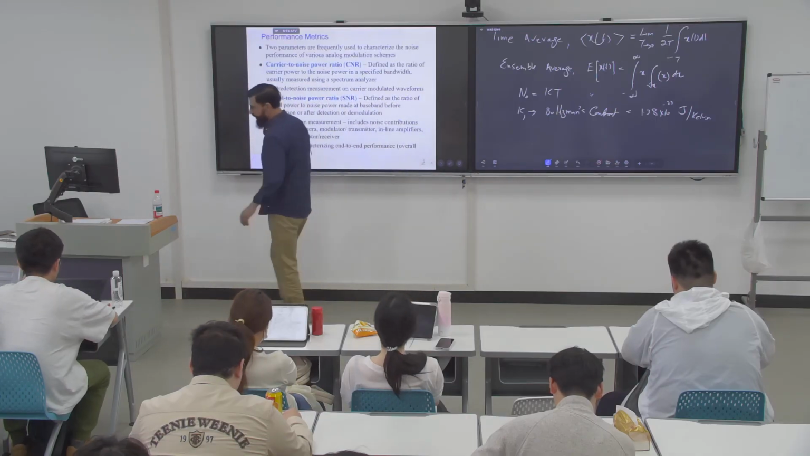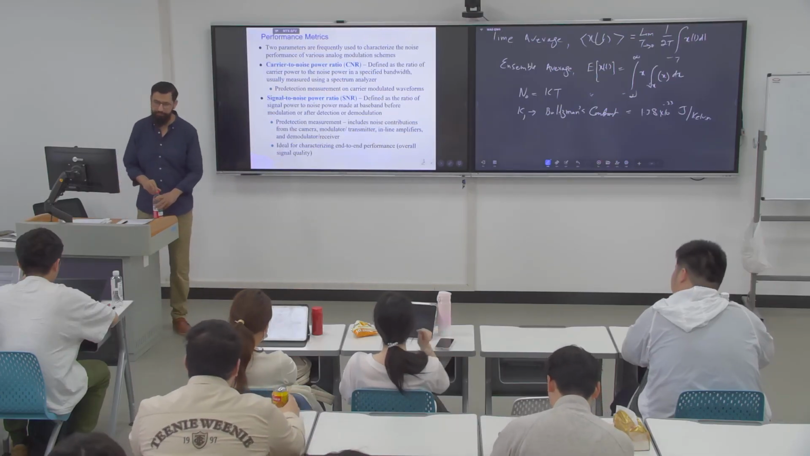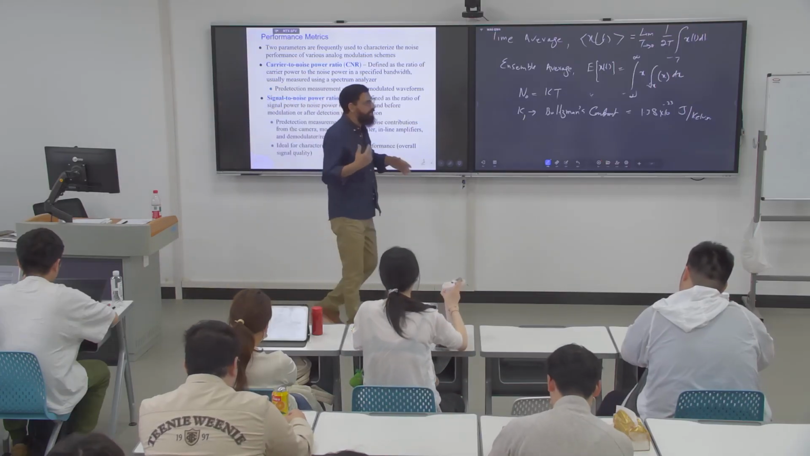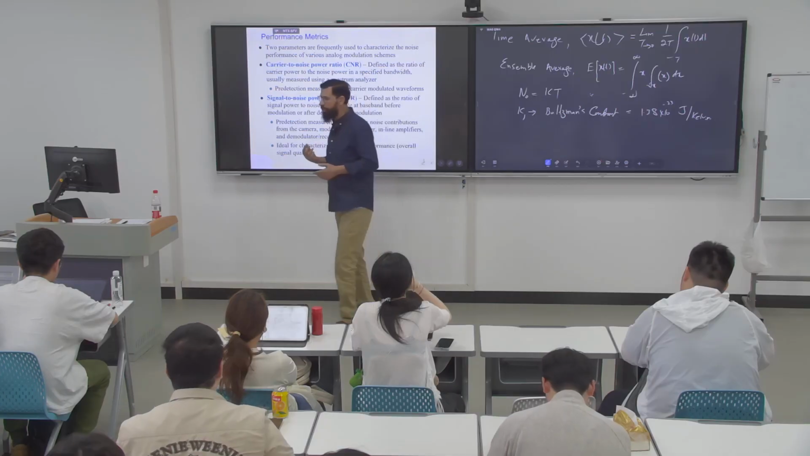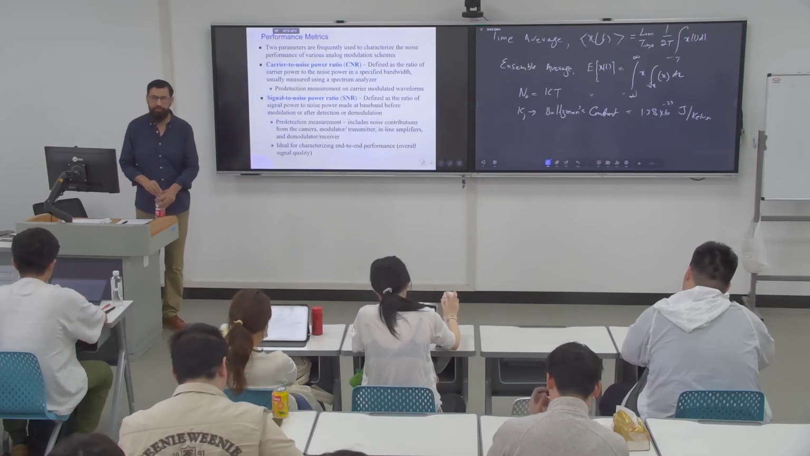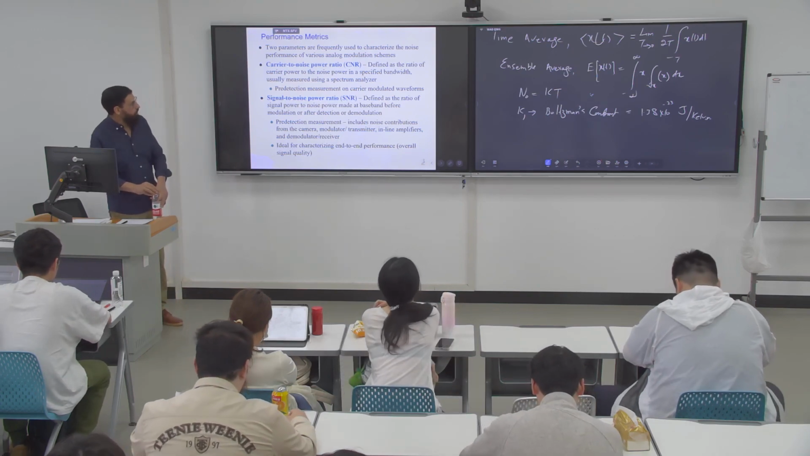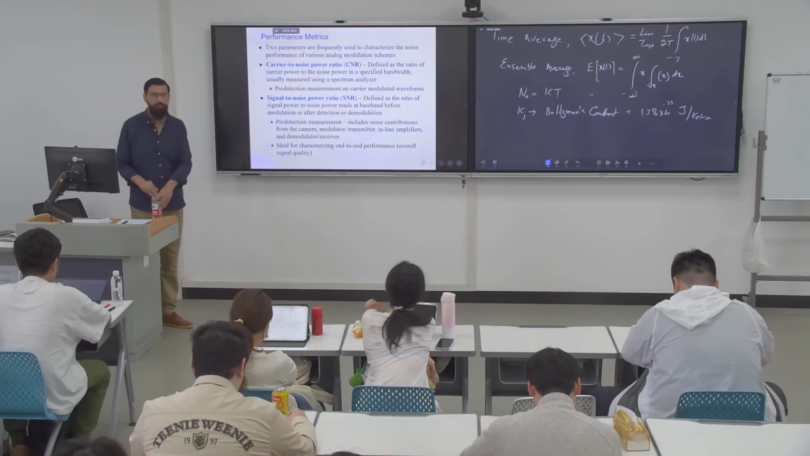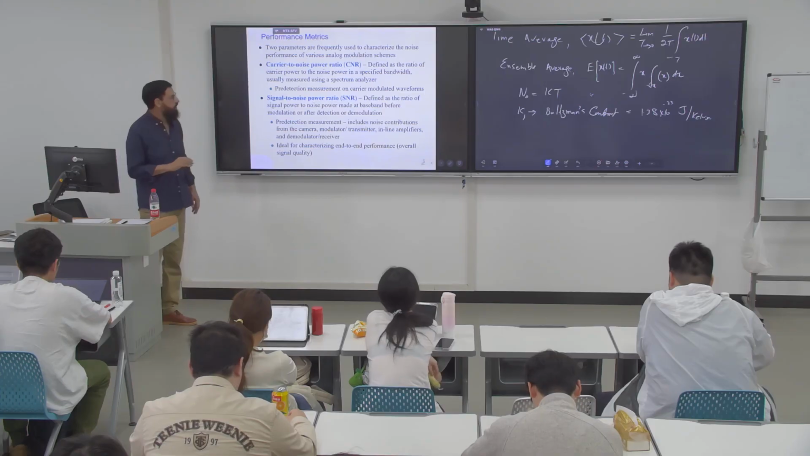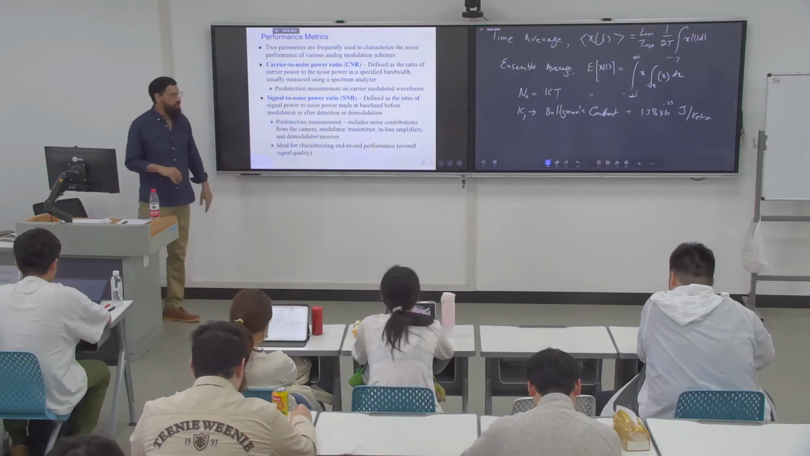So before we see the effect of noise, we want to first define two terms, which we'll be using again and again. One is CNR, carrier to noise ratio, and one is SNR, signal to noise ratio. So what is carrier to noise ratio? It is defined as the ratio of carrier power to the noise power in a specified bandwidth, usually measured using a spectrum analyzer.